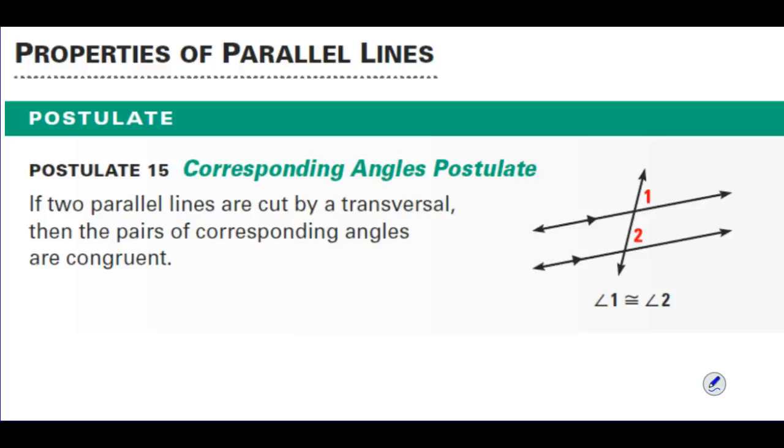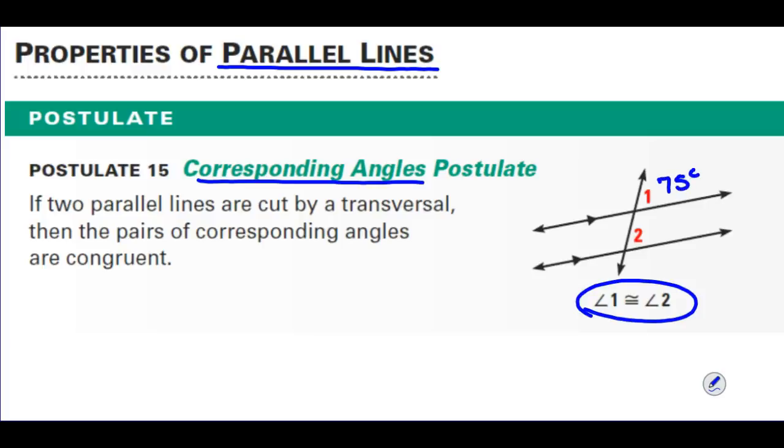When those two lines are actually parallel lines, then there is a better relationship, a tighter, closer relationship between those corresponding angles. Those corresponding angles are congruent. That means that corresponding angles are exactly congruent. They have the same measure. So if angle 1 was 75 degrees, that means that angle 2 would also be 75 degrees.